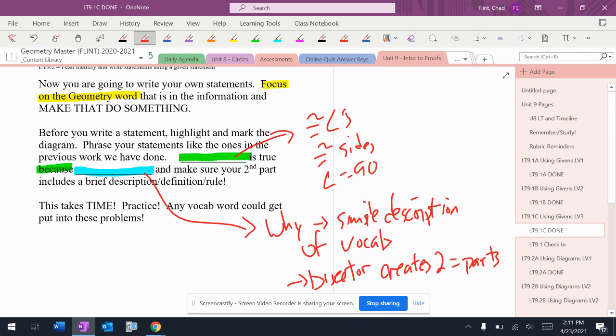And again, it doesn't matter how many of these you get right, there's still one coming that you're not going to know how to do at some point. So be on the lookout for this stuff. Focus on the vocabulary. That's what we're trying to do.